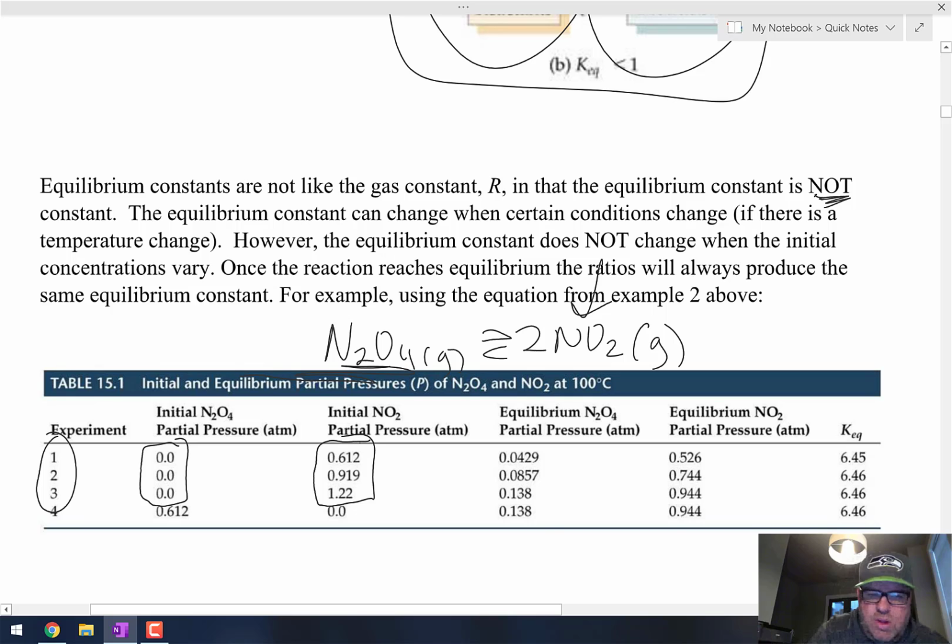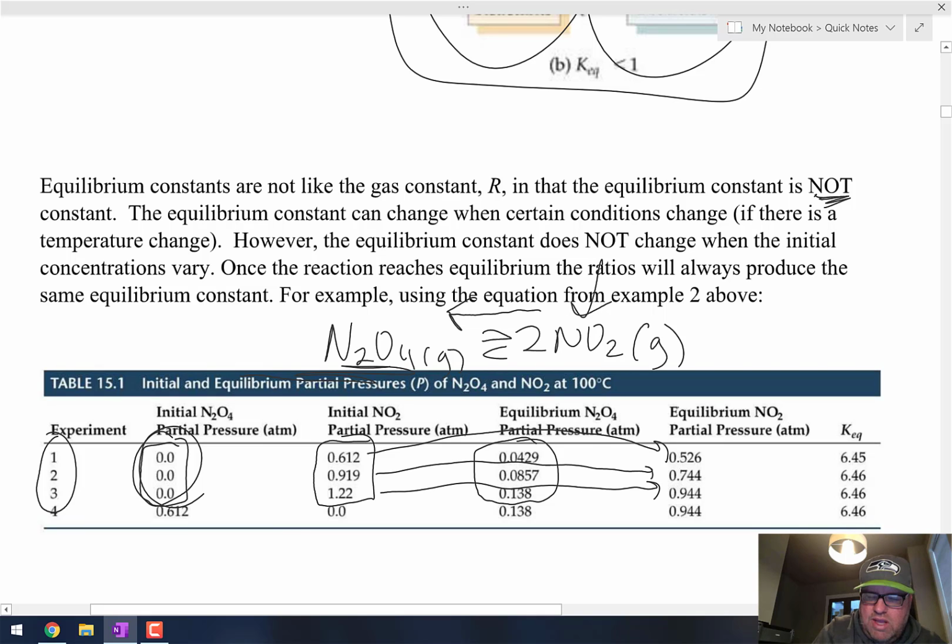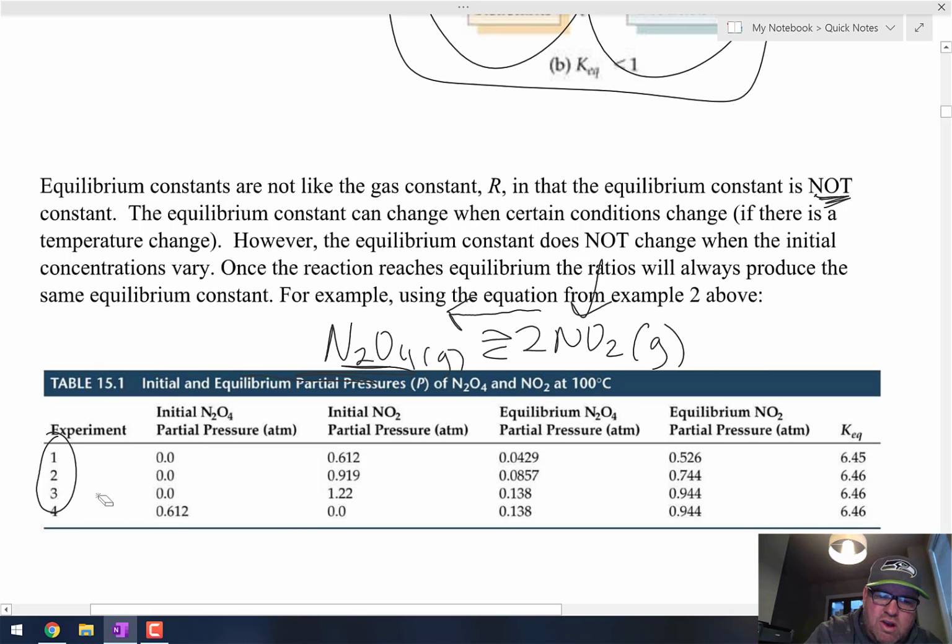Notice that to reach equilibrium, since you're starting with no N2O4, the reaction is going to start by going this way until it reaches equilibrium. So notice that the N2O4 goes up, and from this number to this number, the NO2 has to go down because the reaction's going back to the left. But the more important thing is it doesn't matter what amount you start with. In the first 3 trials, we started with this much product. In the 4th experiment, we started with some reactant and no product. We could have started with some reactant and some product at the same time, for example 0.519 of this and 0.125 of this.